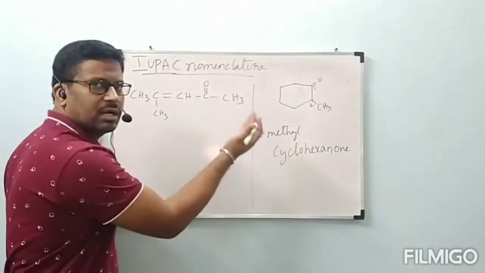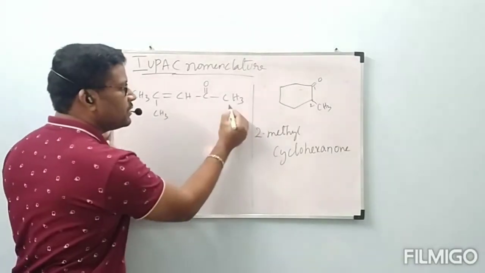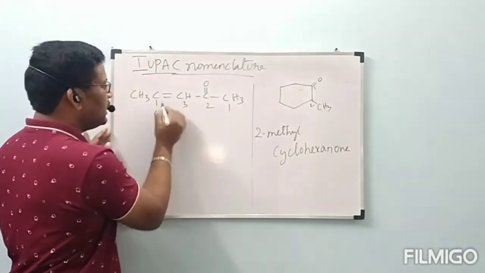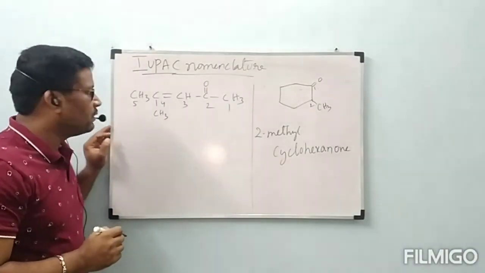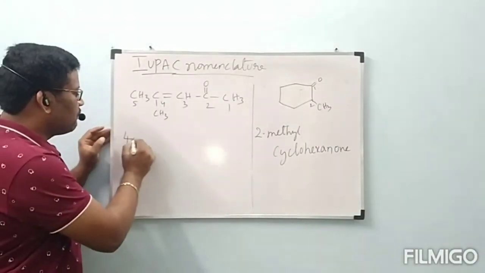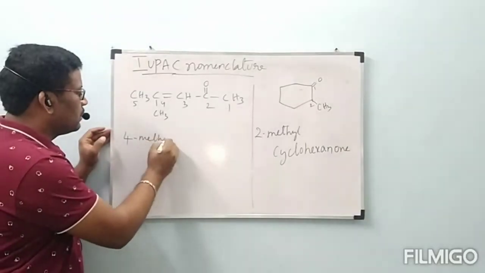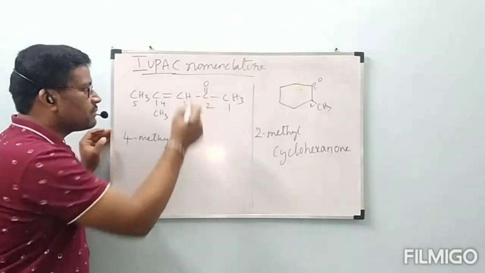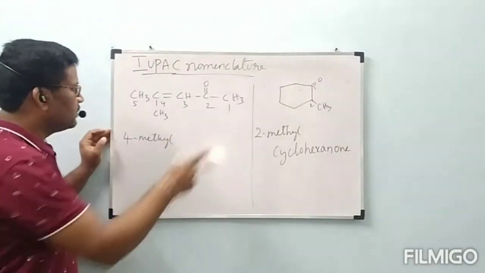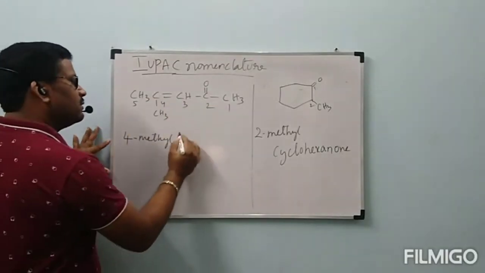We have to start numbering from that side. Then numbering will be 1, 2, 3, 4, 5. On which carbon do we have the methyl group? The 4th carbon. So 4 methyl. On which carbon do we have C double bond O? The 2nd carbon. On 5 carbons we have pent.